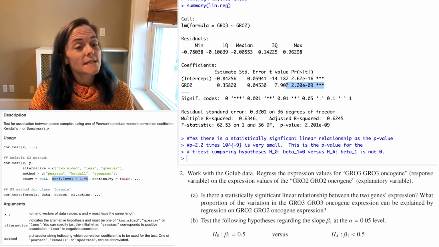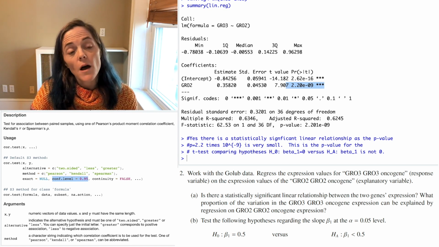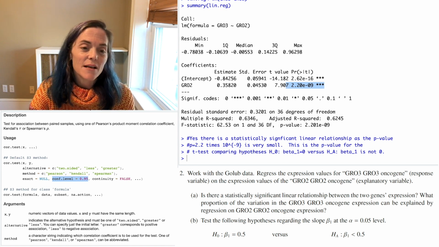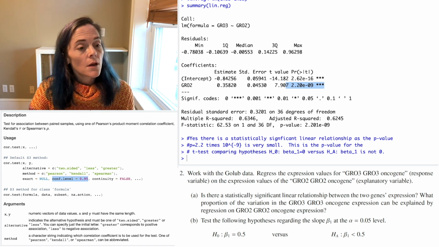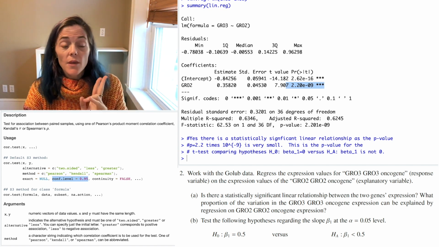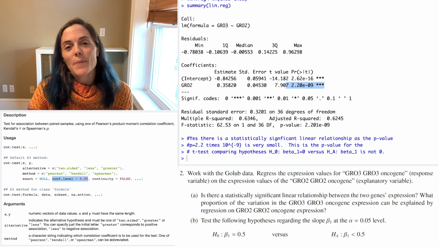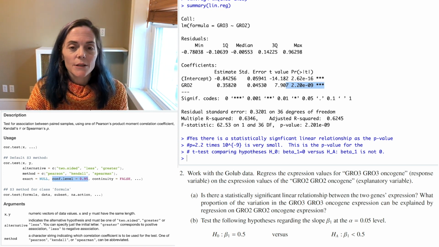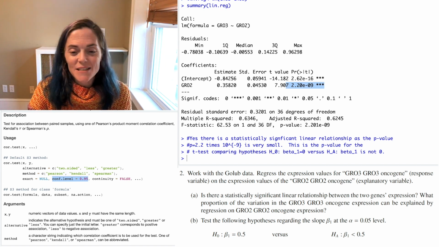Okay, next question in B, we want to test the following hypothesis regarding the slope, beta 1, at the alpha is 0.05 level. The null hypothesis is that beta 1 is a half. The alternative hypothesis is that beta 1 is less than a half. What is your conclusion? Well, how are we going to do this?